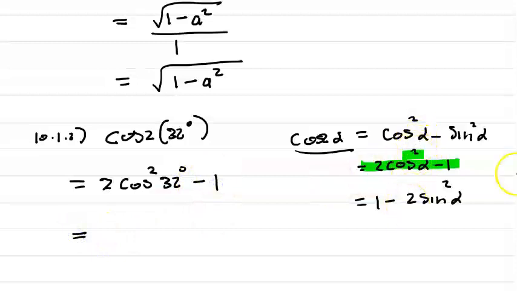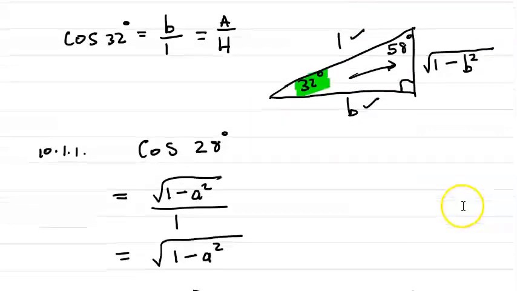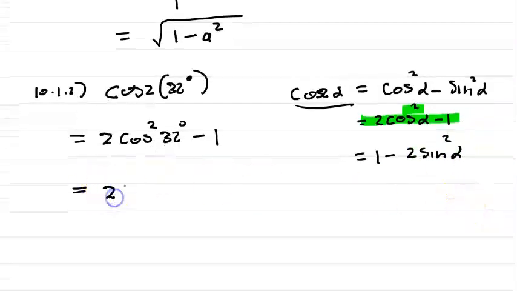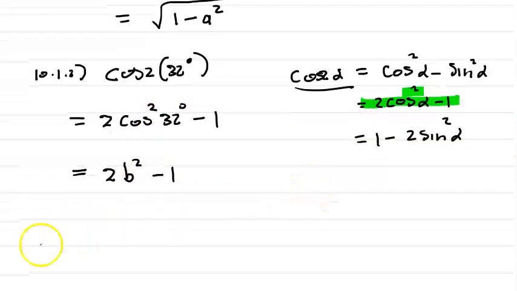Now if we look at cos of 32 degrees, let's go back to our diagram. Cos of 32 is going to equal, remember, that's the opposite side, the adjacent, and that's the hypotenuse, so it'll be b over 1. Therefore we have 2b squared minus 1, right? 2 times b over 1 all squared will be 2b squared minus 1. That's our solution in terms of b.